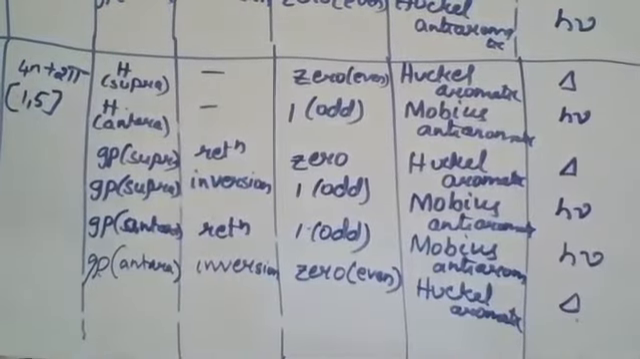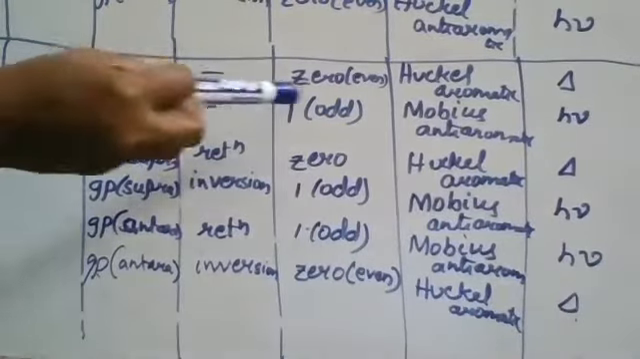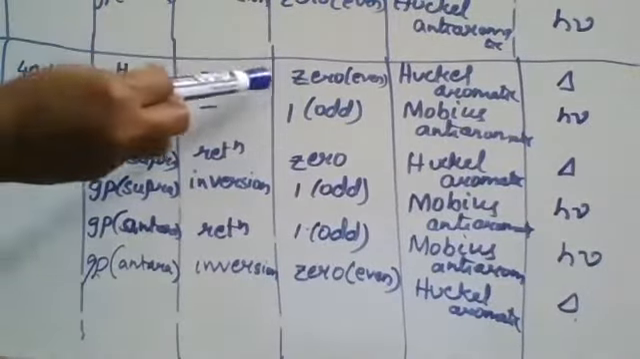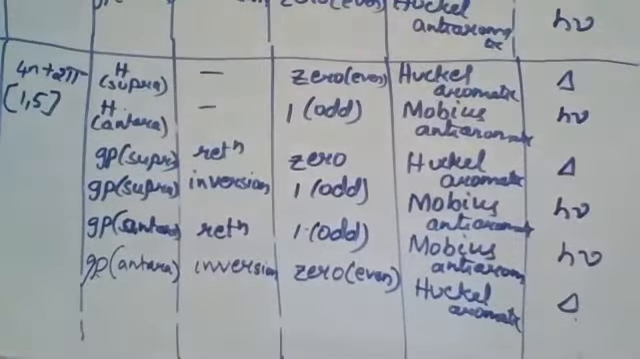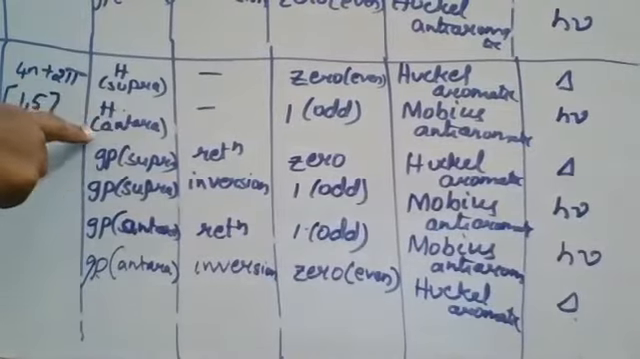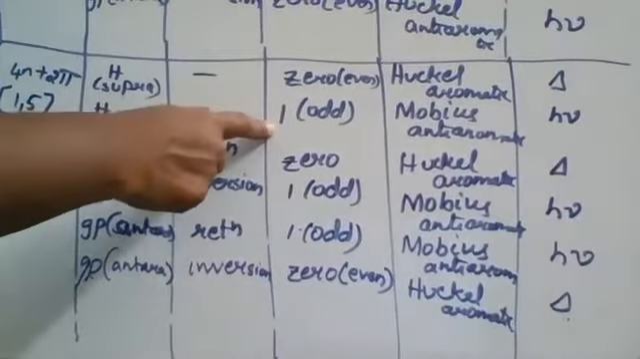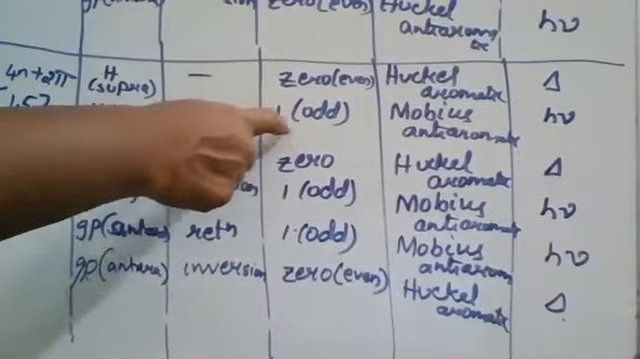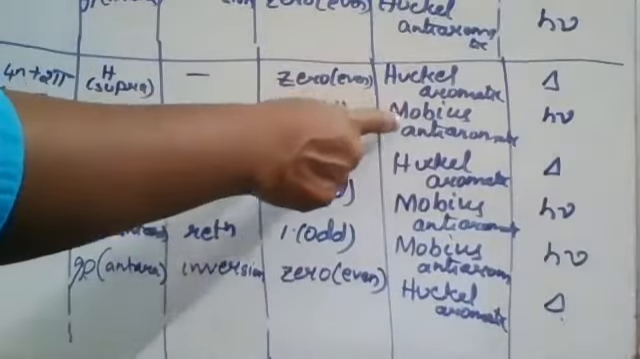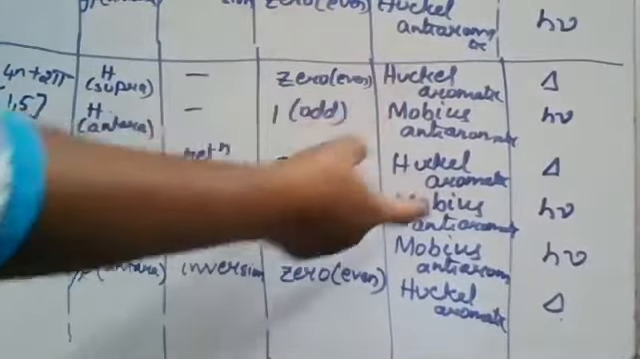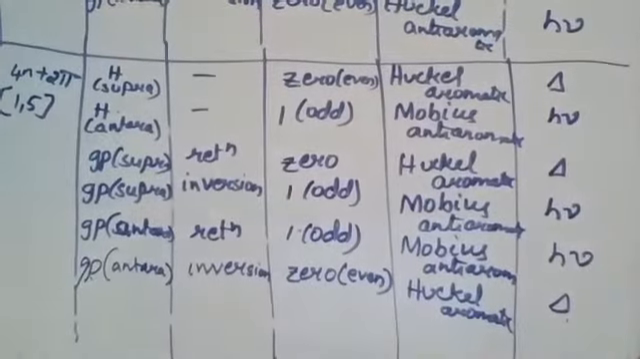For a 4n plus 2 pi system, which is a 1,5 migration, hydrogen suprafacial migration will have 0 nodes in the transition state. It is a Huckel aromatic transition state, hence thermally allowed. Hydrogen antarafacial migration involves 1 node, that is odd number of nodes. It is classified as a Mobius anti-aromatic, hence photochemically allowed.